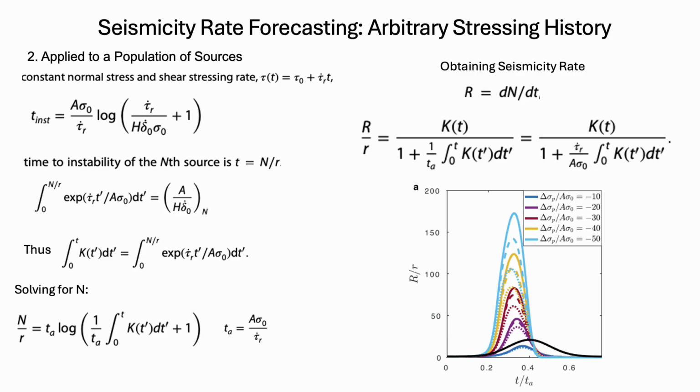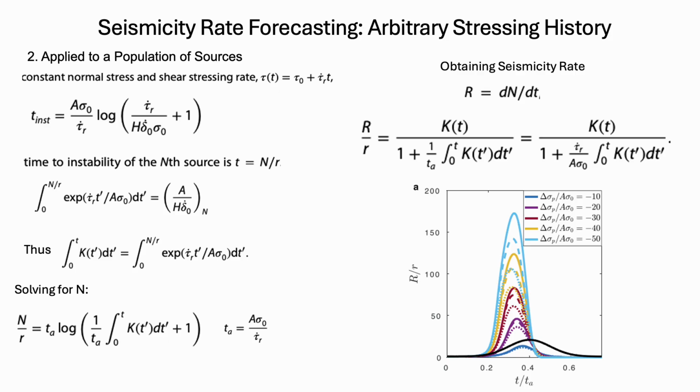So you can see over here that for different values of the ratio delta sigma p by A sigma naught, where delta sigma p is the change in normal stress, how the modified seismicity rate is different from the seismicity rate calculated by Dieterich in 94. The dashed lines represent the seismicity rate calculated by Dieterich for a similar situation, and the solid lines represent the seismicity rate by the modified Dieterich equation.